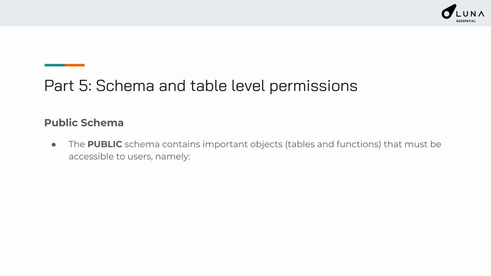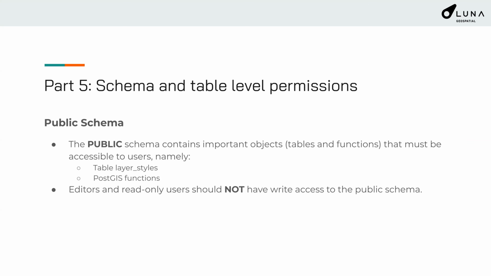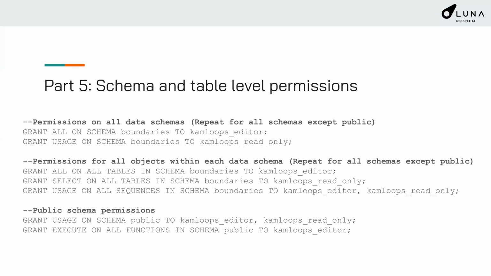So public schema is tricky. Public schema contains a lot of important objects, and we don't want to give everybody access to these. There's things like the layer styles. All the layer styles are saved within that schema. We have PostGIS functions. So editors and read-only users should not have write access to the public schema. So pro tip, limit write access to the layer styles table, or else anybody can update and modify your default styles. You don't want that.